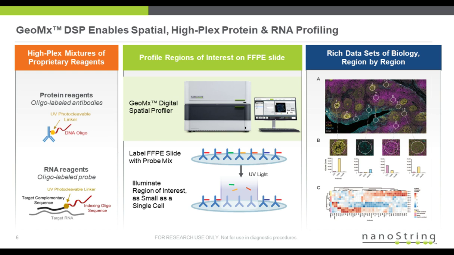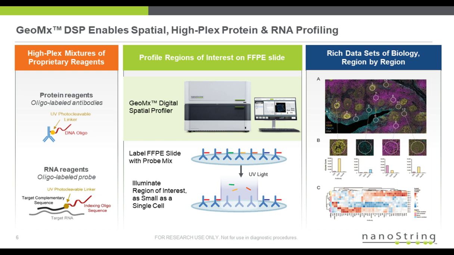These regions of interest can be as large as 600 microns squared, or as small as a single lymphocyte. Once we've selected those regions of interest, we shine UV light just in that area, and that cleaves that linker, releases those oligos, and then allows us to collect and quantitate those oligos using either our nCounter platform or next-generation sequencing technology.